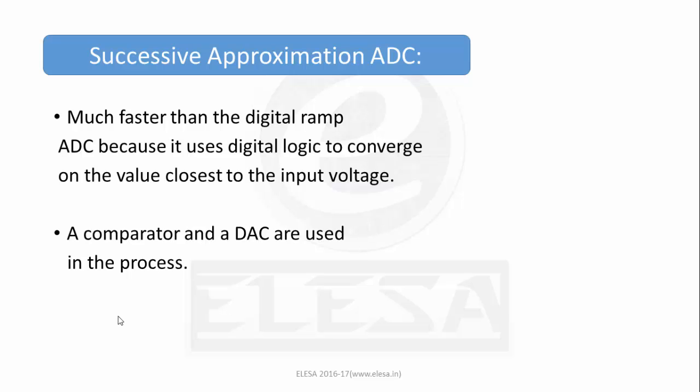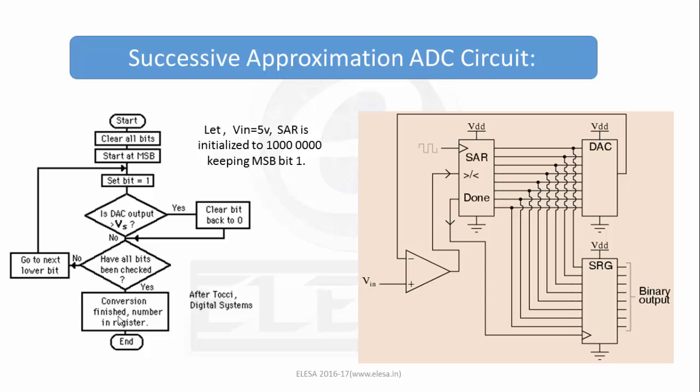It is much faster than the digital ramp ADC because it uses digital logic inside the ADC to converge on the value closest to the input voltage. Meaning we are comparing the input voltage with the output. For this, a comparator is used. This is the typical diagram of a successive approximation ADC circuit, and here we have used a comparator, SAR register, and an inbuilt DAC. This is a simple flow of how successive approximation ADC works.